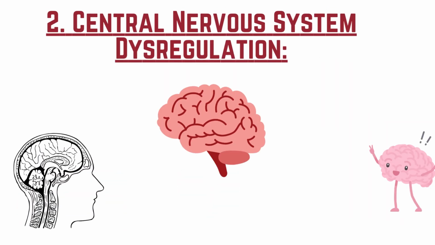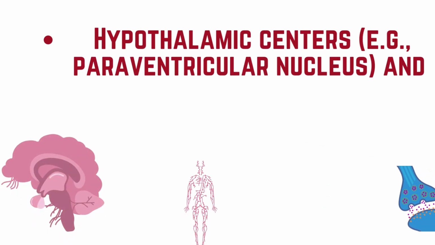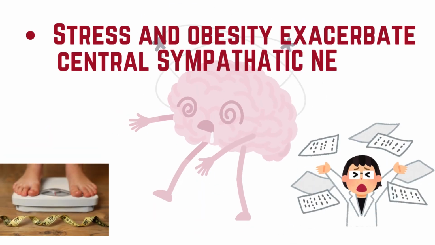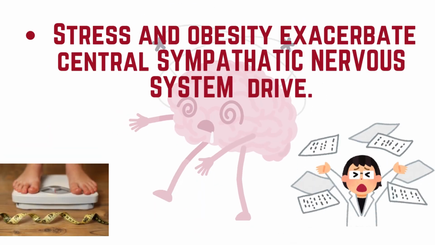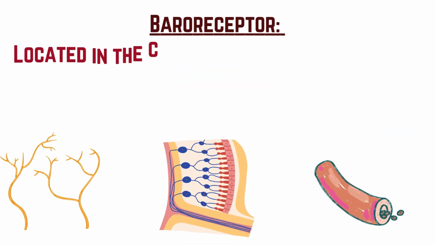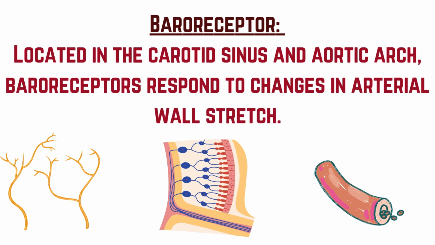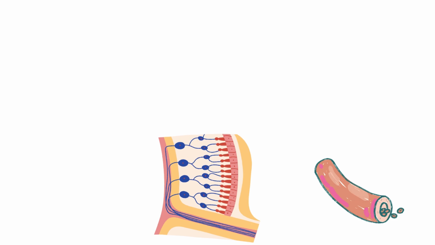2. Central nervous system dysregulation. Hypothalamic centers, e.g. paraventricular nucleus, and brainstem nuclei exhibit heightened activity. Stress and obesity exacerbate central sympathetic nervous system drive. Baroreceptors, located in the carotid sinus and aortic arch, respond to changes in arterial wall stretch.